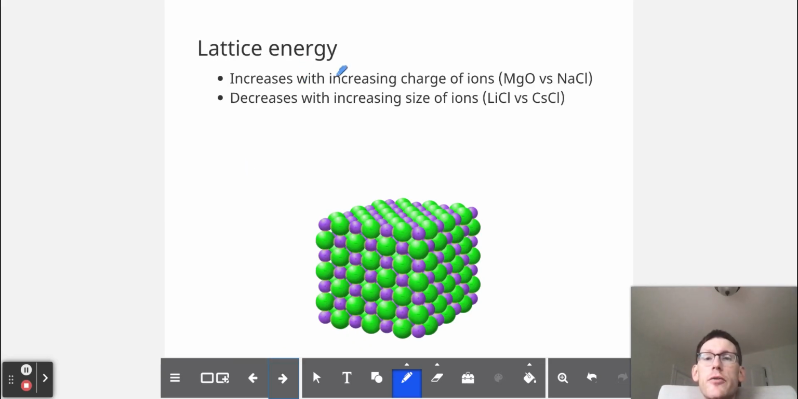Lattice energy increases with increasing charge of the ions, so in the case of MgO, which is +2 and -2, that's going to have a greater lattice energy when compared to sodium chloride, which is a +1, -1. Also, lattice energy decreases with increasing size of the ions, so lithium chloride will have a higher lattice energy than cesium chloride because lithium is smaller than cesium.